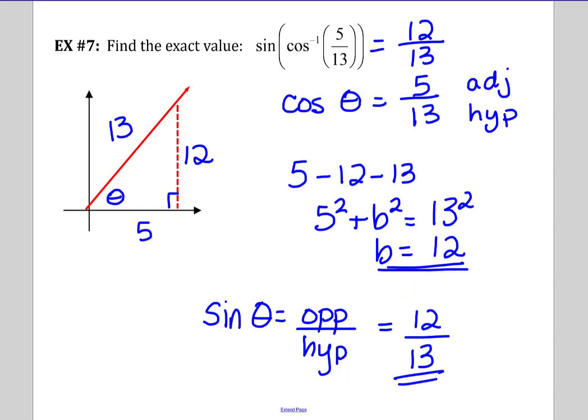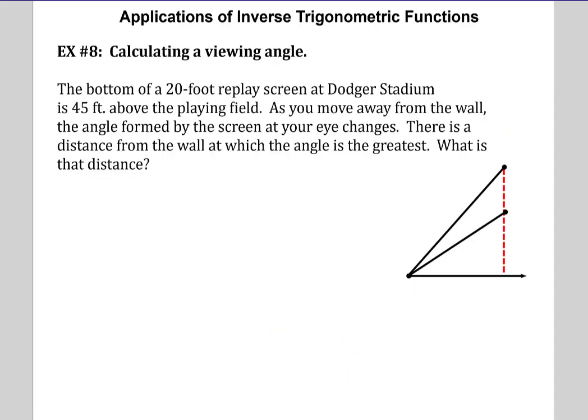Now, our last example is a practical real-world application. The bottom of a 20-foot replay screen at Dodger Stadium is 45 feet above the playing field. So I'm assuming this little piece in here is the screen, and we're 45 feet above the playing field. If this is the ground at the field, that's where the screen begins. The screen is 20 feet tall.